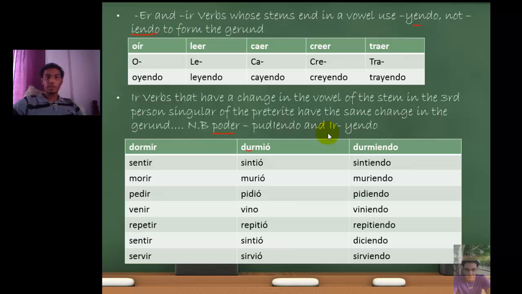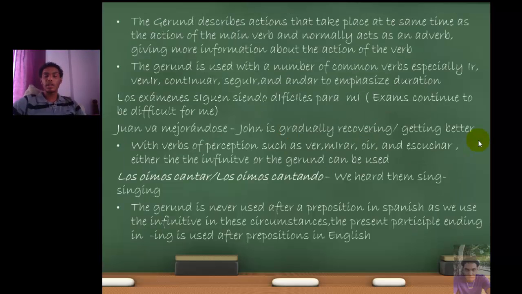Just a little note. Poder and ir have a little change here. They have pudiendo, but it continues with the yendo. But ir, yendo. I'm going, estoy yendo.